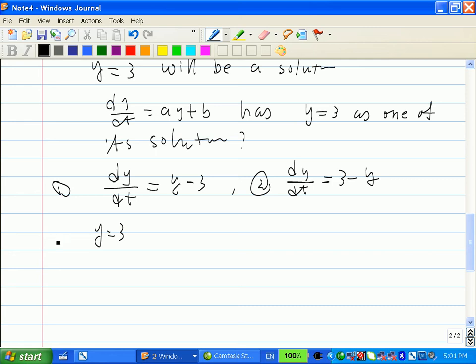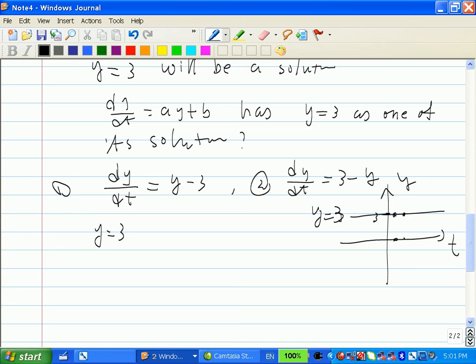Now let's check the first one. If y equal to 3, let me emphasize, y equal to 3 is not a number. y equal to 3 is a function. What does this function look like? This is the t, this is the y. For given t, you plug it in. The right hand side has no t, so for given t, your y is 3. For a different t, your y is still 3. So y versus t gives you a horizontal line. This is your y equal to 3.